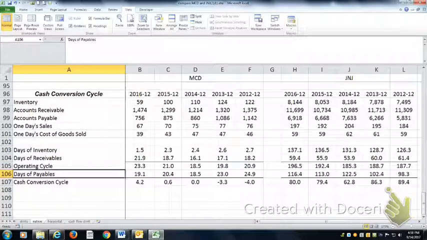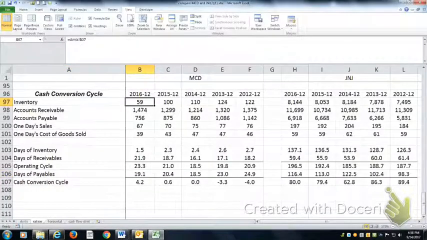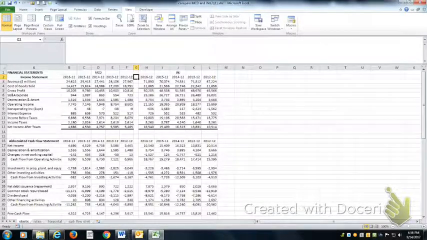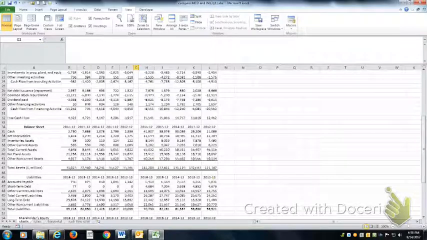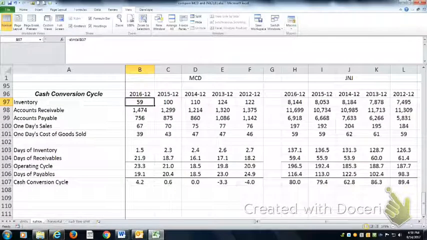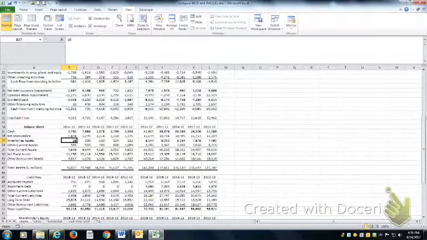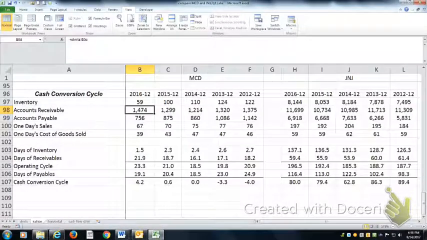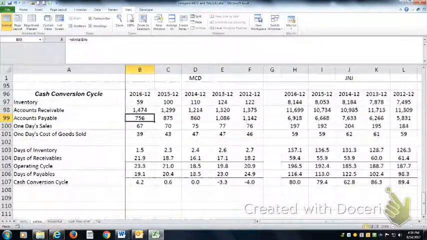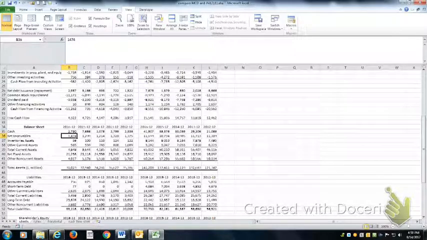And looking at McDonald's here, the inventory, which we got from the financial statement, the inventory assets, $59 million, they don't have a whole lot of inventory. The accounts receivable, about $1.5 billion net receivables. The accounts payable, about $750 million accounts payable.